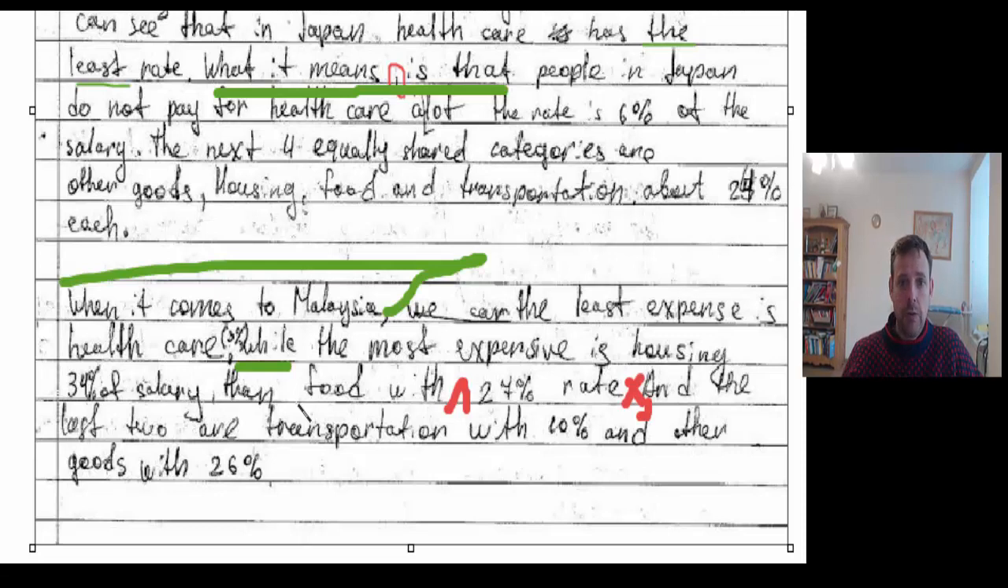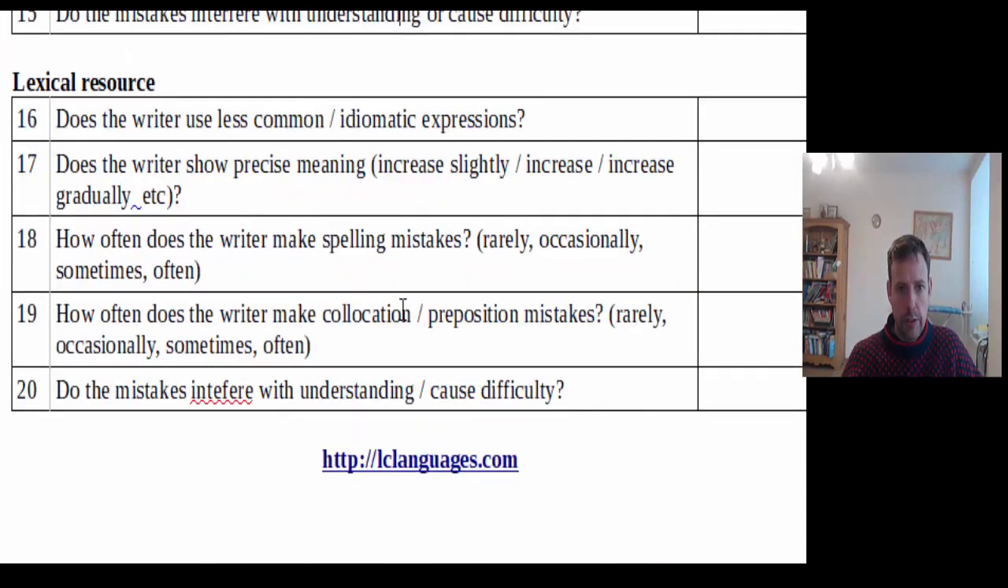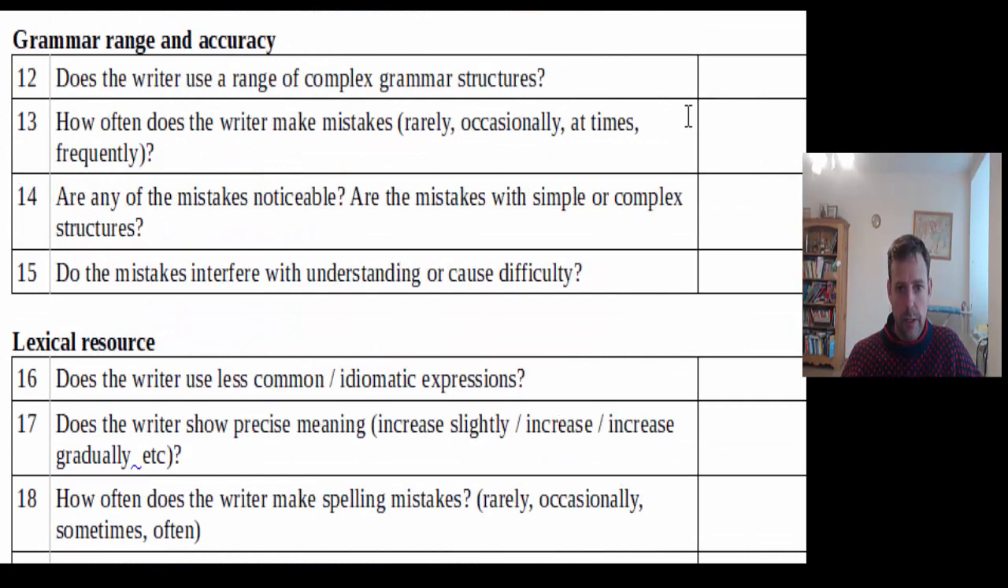So I think what's good about that is it's quite accurate. What have we got here? Okay, so there is a range. That's how you know. How often does the writer make mistakes? That's quite good, really. Are any of the mistakes noticeable? Not really. I mean, they don't stand out. They're not that big. There's like a little comma mistake. Okay, so in terms of accuracy, we're looking at a 7 here because most of the sentences are error-free. That's a 7 in terms of accuracy.